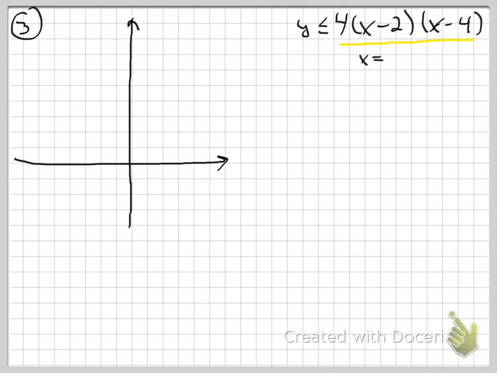X equals 2 and x equals 4, or as the notes were saying, we can call this P and this is Q. Okay, I'm just making sure I wrote it down right. So this is P and this is Q. So I right away know this is (2, 0) and (4, 0). Okay, so I'm going to graph those 2 zeros right here. If I want the axis of symmetry, then that's going to be x is the average of those two numbers.